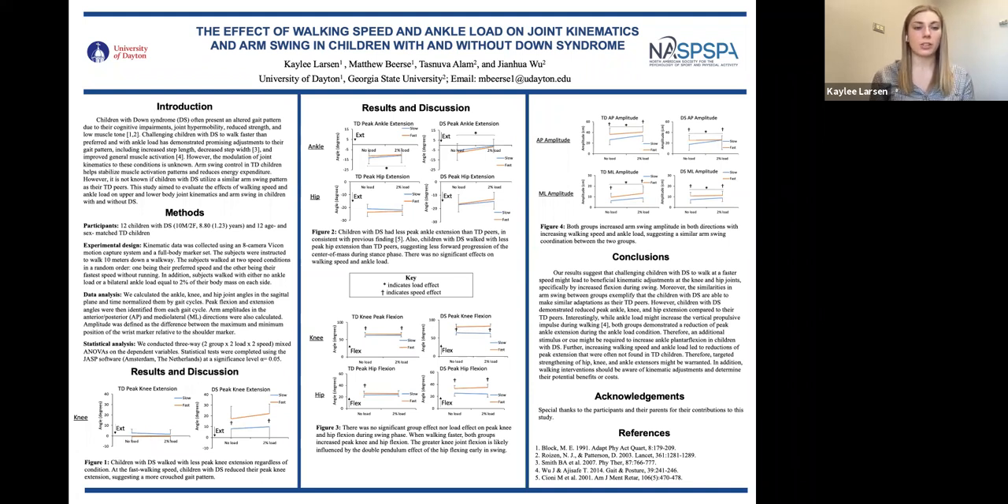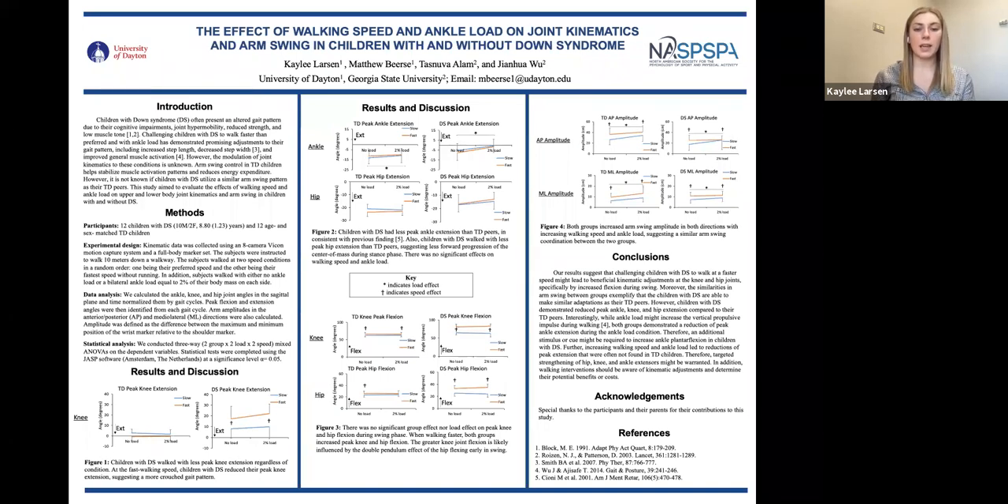We assessed the peak flexion and extension, lower body joint angles, and anterior, posterior, and medial lateral amplitudes of arm swing. The subjects included 12 children with Down syndrome and 12 age and sex matched, typically developing children. Data was collected on a Vicon motion capture system as the subjects walked 10 meters down a walkway at their preferred speed and at a speed described as fast as possible without running, as well as with either no ankle load or an ankle load equivalent to 2% of their body mass.